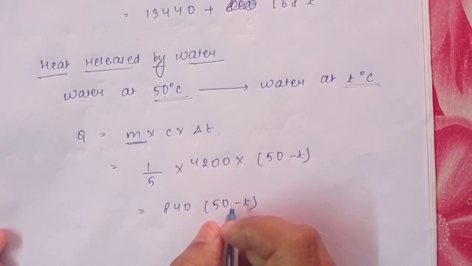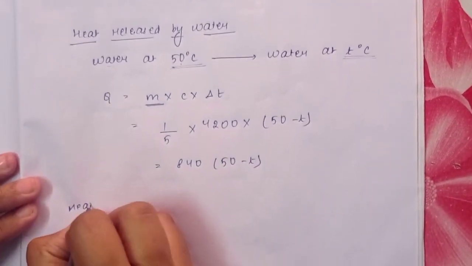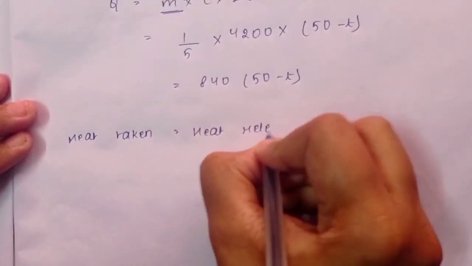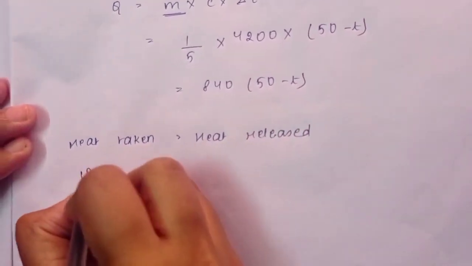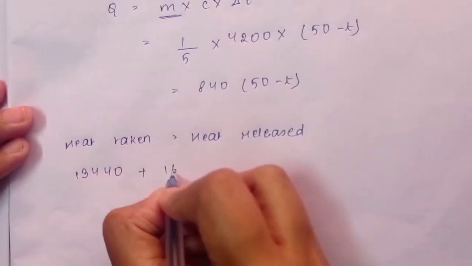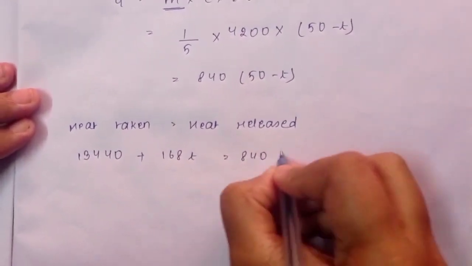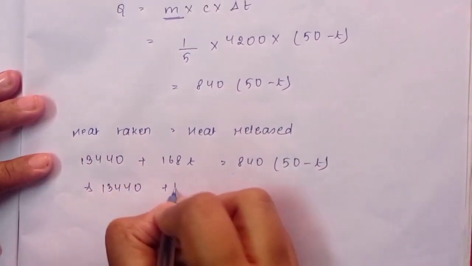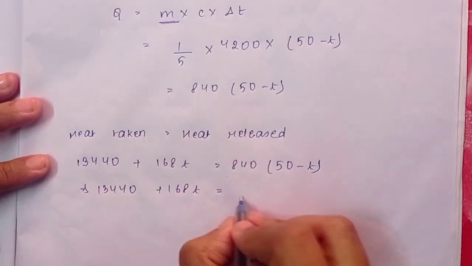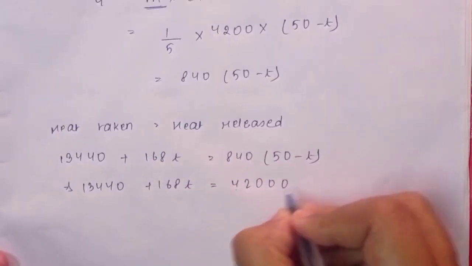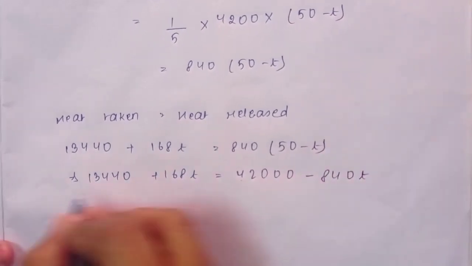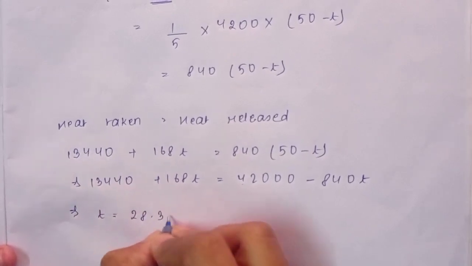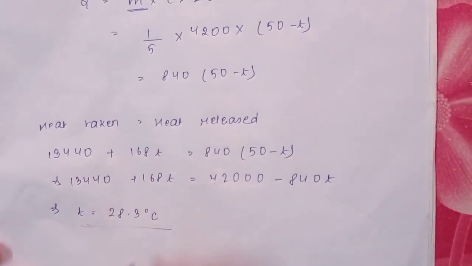So according to the principle of calorimetry, we know that the heat taken will be equal to heat released. That means 13440 plus 168T will be equal to 840 into 50 minus T. So we have to solve it. If we solve it, we will get 42000 minus 840T. Now this is a simple linear equation. If you solve it, you will get the value of T as 28.3 degrees Celsius. So this is the final temperature of our mixture.